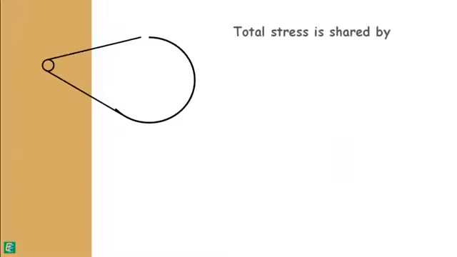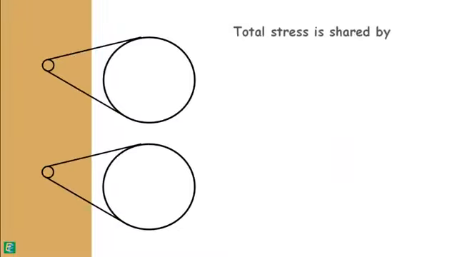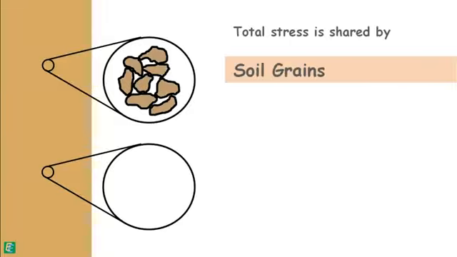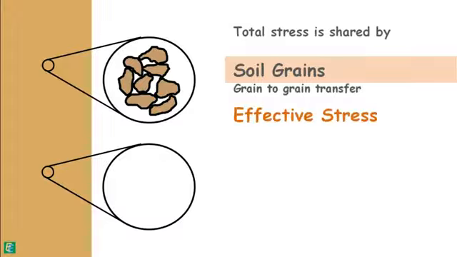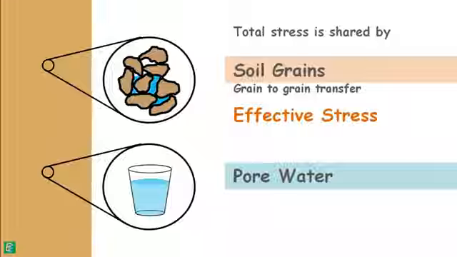This total stress in the soil is shared by the two components of the soil mass. Part of the stress is shared by the soil grains that are in contact with each other by their grain to grain force transfer, which is called effective stress. And part of the stress is shared by the other component, water present in the voids of the soil structure. This is called pore water pressure.